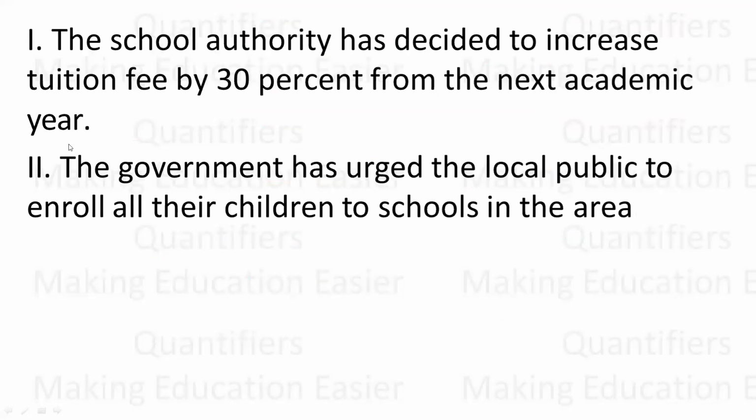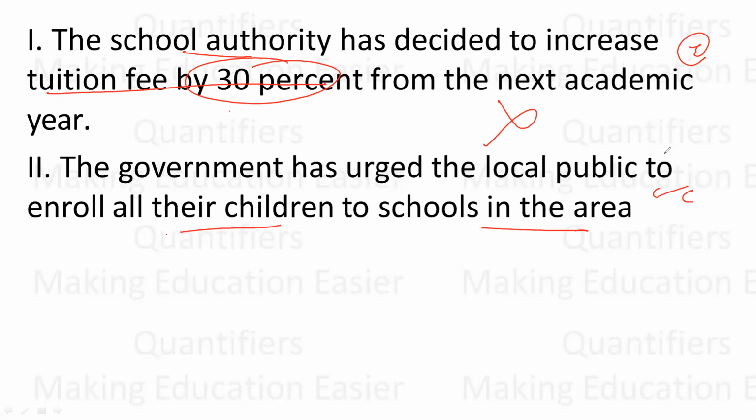The school authority has decided to increase tuition fee by 30%. So the school authority is increasing tuition fee by 30% from the next academic year. The government has urged the local public to enroll all their children to schools in the area. Can we say that the government has urged is the cause and that is the result that they have increased? This cannot be done, okay? One cannot be the cause and second cannot be the effect.